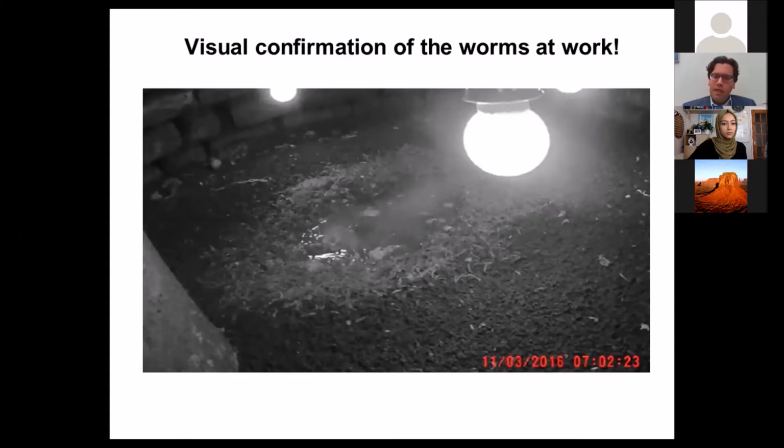But I think the great thing about this was it showed us that it was a sustainable technology. Even after many years, the worm population was still very healthy and was still very effective in degrading the waste. And we didn't have to add any worms after the first initial installation of the technology.